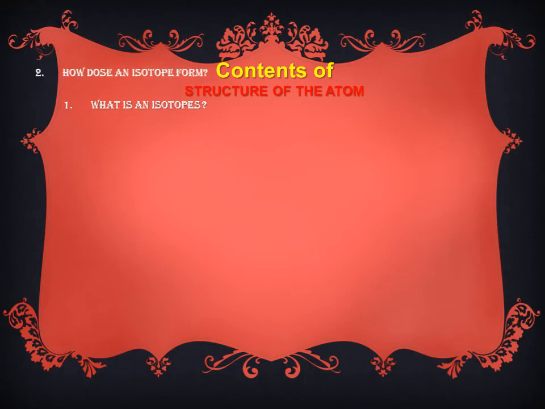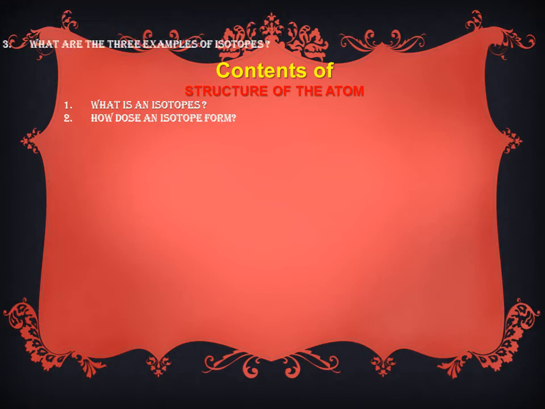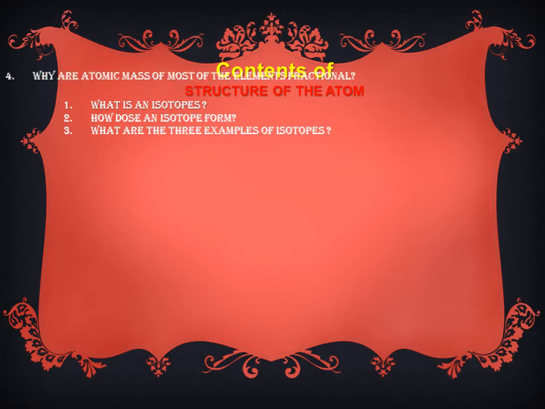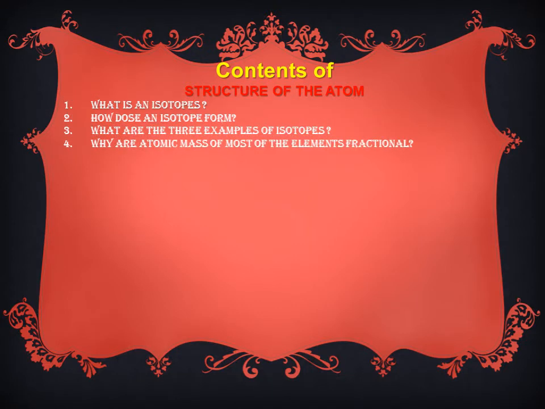Contents of Structure of the Atom. Number 1, what is an isotope? Number 2, how does an isotope form? Number 3, what are three examples of isotopes? Number 4, why are atomic masses of most of the elements fractional? Number 5, why is the atomic mass of chlorine taken as 35.5 u?